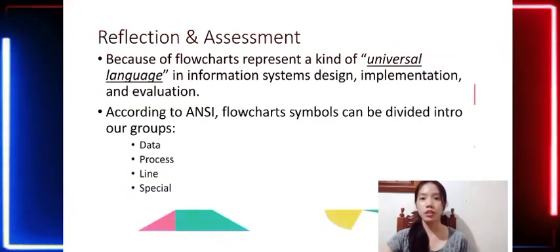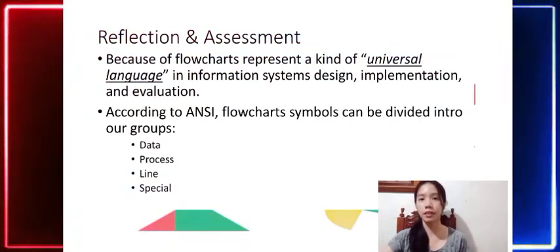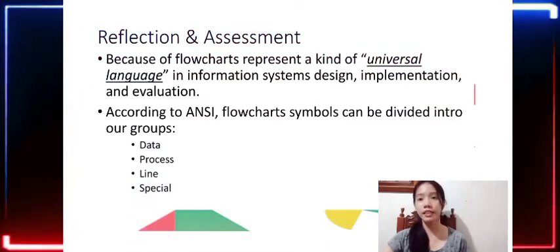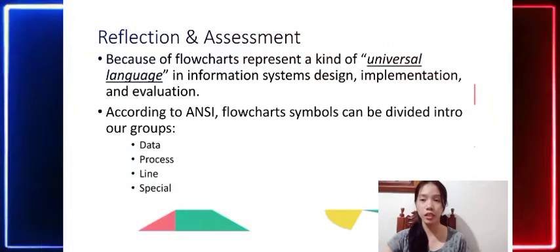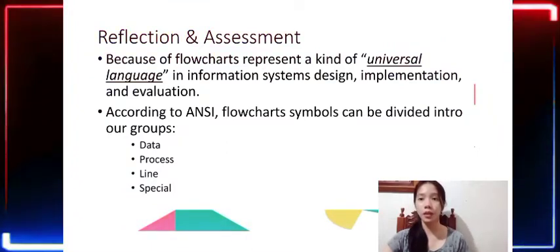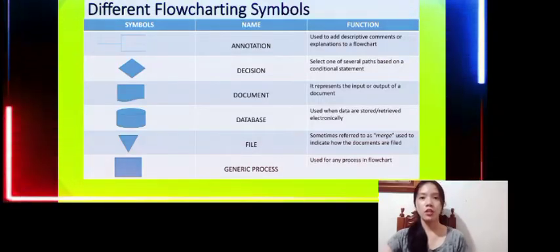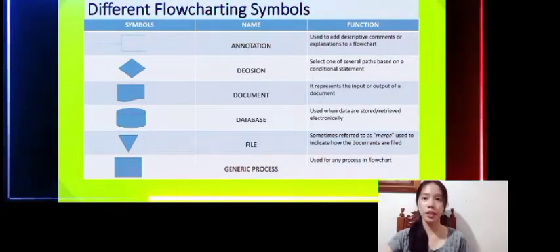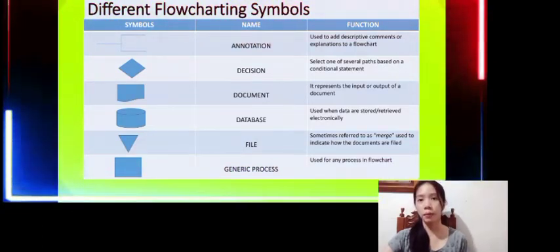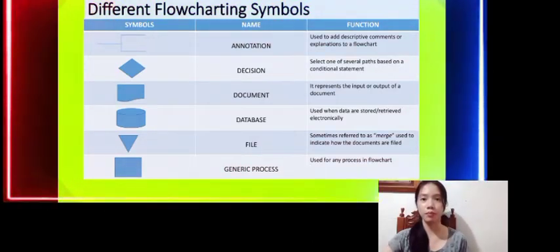Flowcharts represent a kind of universal language in information system design, implementation, and evaluation. According to ANSI, or American National Standards Institute, flowchart symbols can be divided into 4 groups: data, process, line, and special. Next slide. So there are 12 different flowcharting symbols. Actually, there are 28 or more flowchart symbols, but only 12 of them I will be discussing with you.